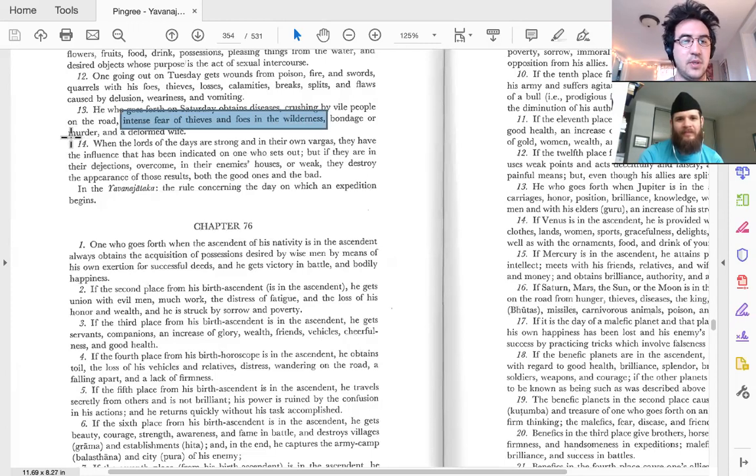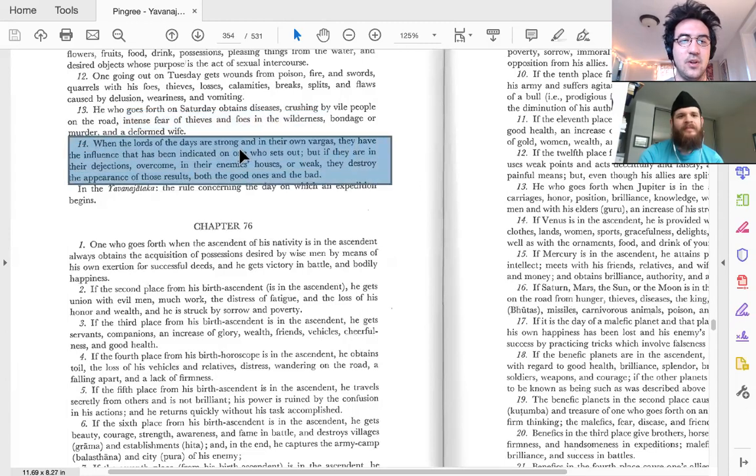And then this was interesting. He kind of contradicts himself a bit here. When the lords of the days are strong or in their own vargas, they have the influences that have been indicated. But if they're weak, they destroy the appearance of those results, both the good ones and the bad. And again, I prefer to just stick to the classical idea that when a planet is in its own dignity, and otherwise unafflicted, it's going to produce the more, quote unquote, good results.